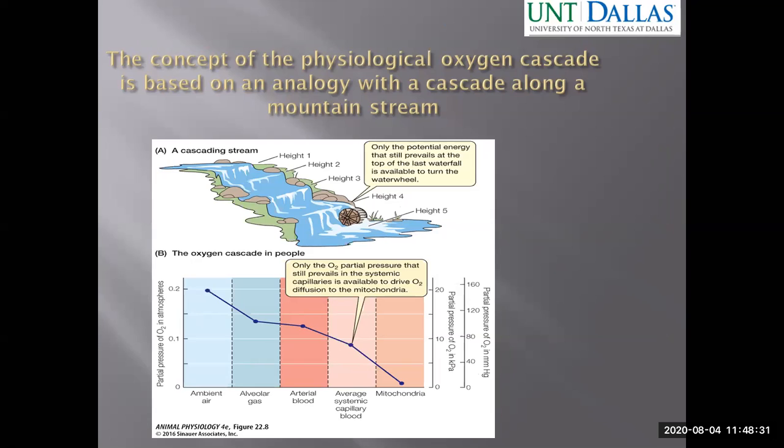Just as we took the example of water wheels, just as a water wheel on a stream requires water of a certain height immediately upstream to function, so mitochondria in each cell require a certain partial pressure of oxygen at the cell surface if they are to receive oxygen fast enough by diffusion to meet their oxygen needs.